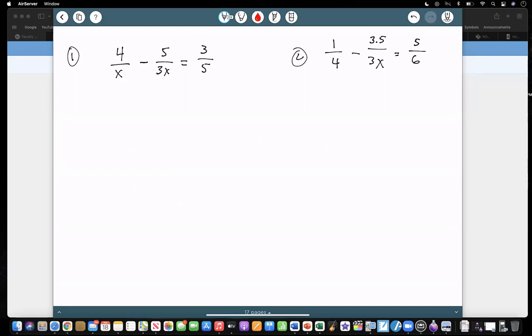Hello, everyone. So we are going to go through a few extra equations with fractions in them, just because it looks a little intimidating at first, but once we get our procedure down, I think it becomes a lot easier.